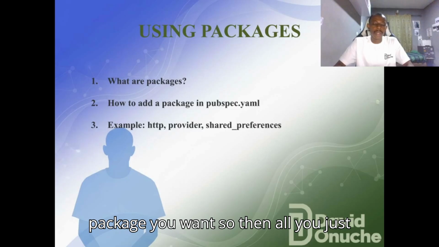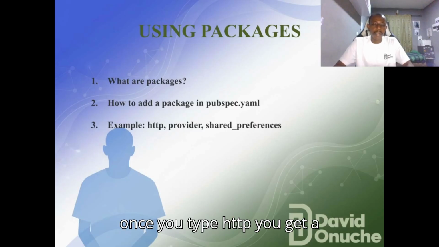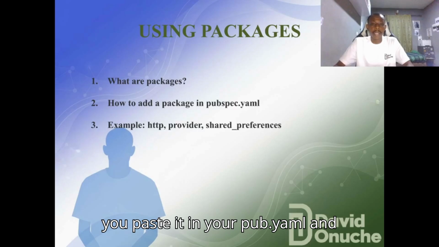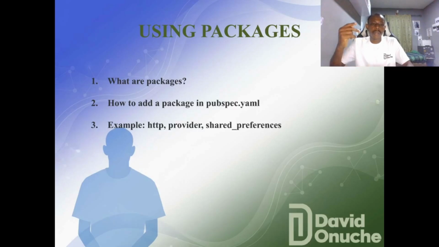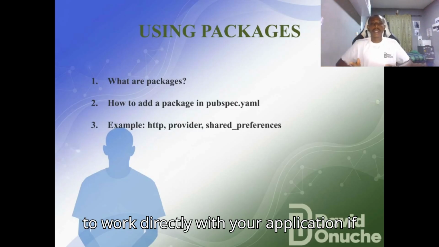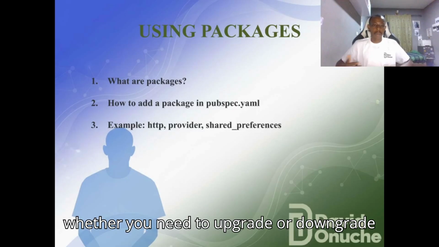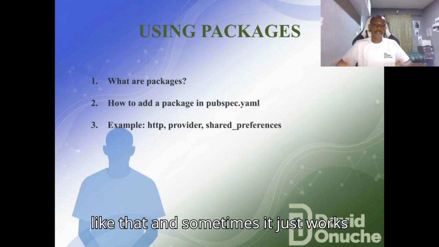All you need to do is, in the search, you type HTTP. Once you type HTTP, you get the dependency, you copy it, you paste it in your pubspec.yaml, and automatically Flutter would update it to work directly with your application. If there is an issue, it will tell you whether you need to upgrade or downgrade it. Sometimes it happens like that, and sometimes it just works perfectly well.